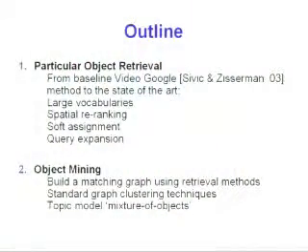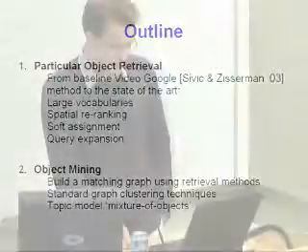So an outline of my talk, it's going to be in two parts. I'm going to talk about particular object retrieval and take you from the baseline Video Google method to the state of the art. And I'm going to do that using large vocabularies, spatial re-ranking, soft assignment, and query expansion. The second part of my talk is going to be on using particular object retrieval to perform object mining. We'll talk about building a matching graph and then look at two different methods for doing the mining. One uses standard graph clustering techniques, and the other uses a mixture of objects, a topic model based approach.